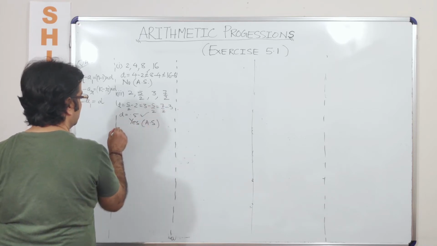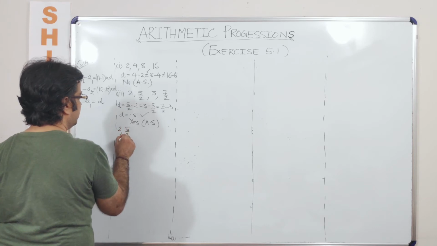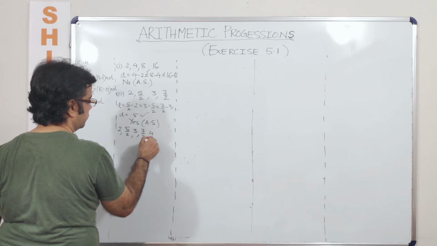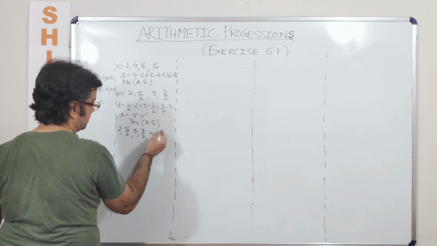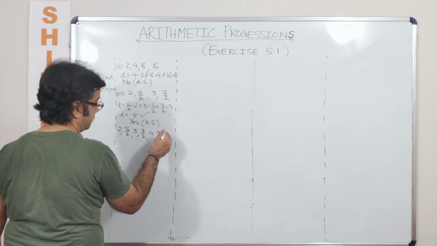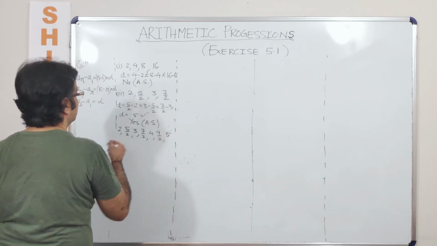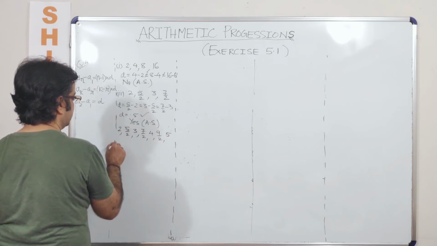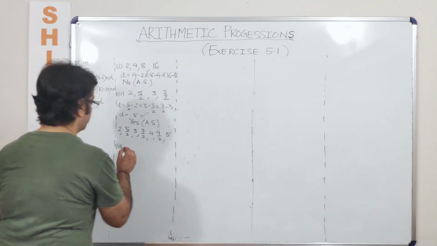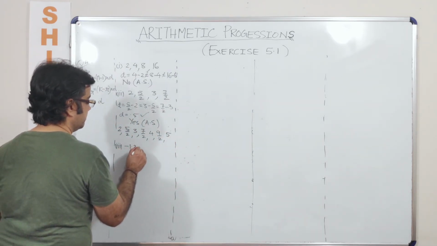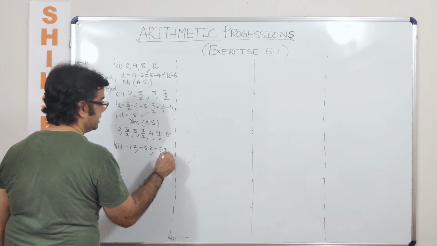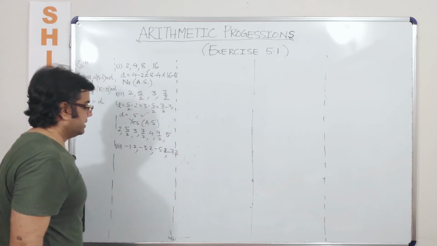Now the point is, write down the next 3 terms. So the next 3 terms, let me write down the series once again. 2, 5 by 2, 3, 7 by 2, you add 0.5 again, this becomes 4. Then 4.5, which is 9 by 2. And next 4.5 plus 0.5 is 5. So I've written all the terms. Next, subpart 3. Now subpart 3 says -1.2, -3.2, -5.2, and -7.2 is what the question is.